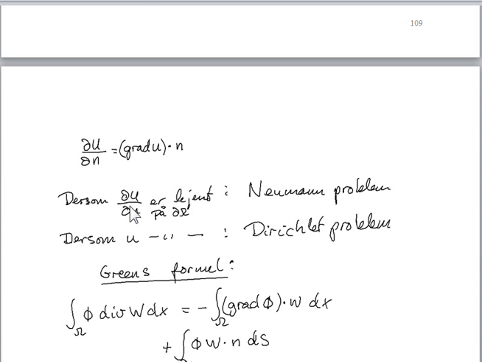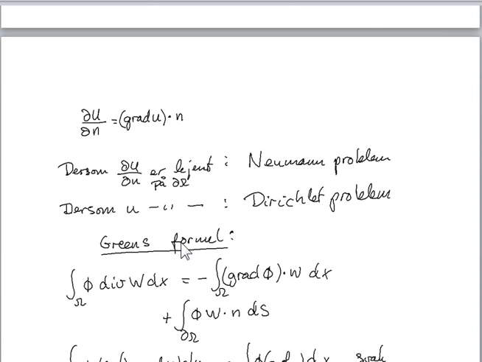So in the case when this normal derivative is known on the boundary, we call the Poisson problem a Neumann problem. It's called a Dirichlet problem if u is known on the boundary. This has been discussed also in the first week.